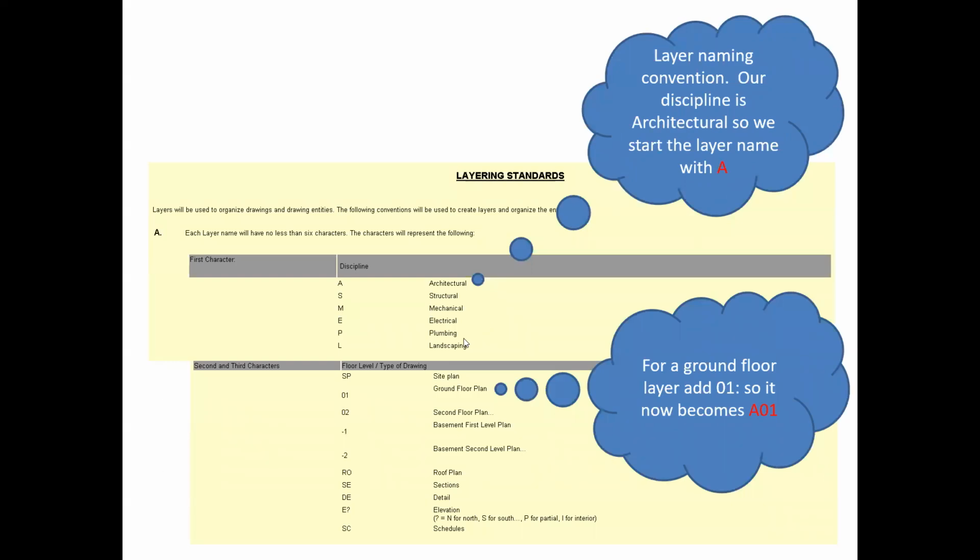So going to the standards for layer naming, we start with the letter A since we're mostly doing architectural. You can do S, M, E for specific disciplines. And then the next two letters, second and third, will be either SP for site plan, 01 for ground floor, 02 for second floor, or -1 for the basement, and so on and so forth.